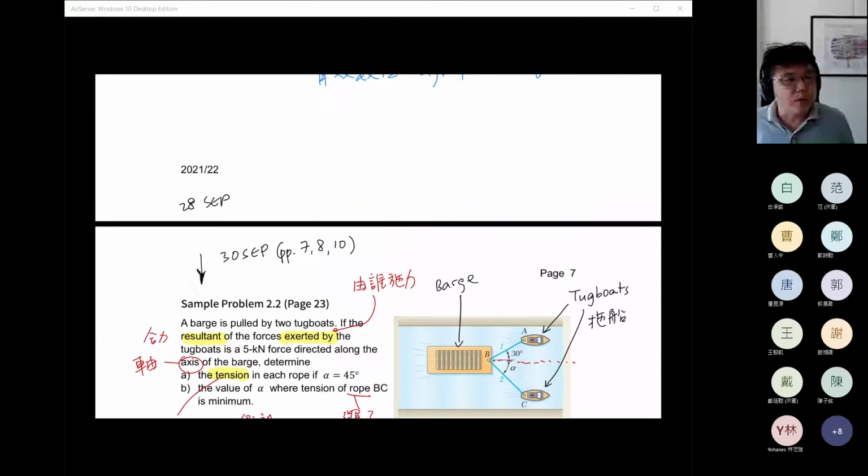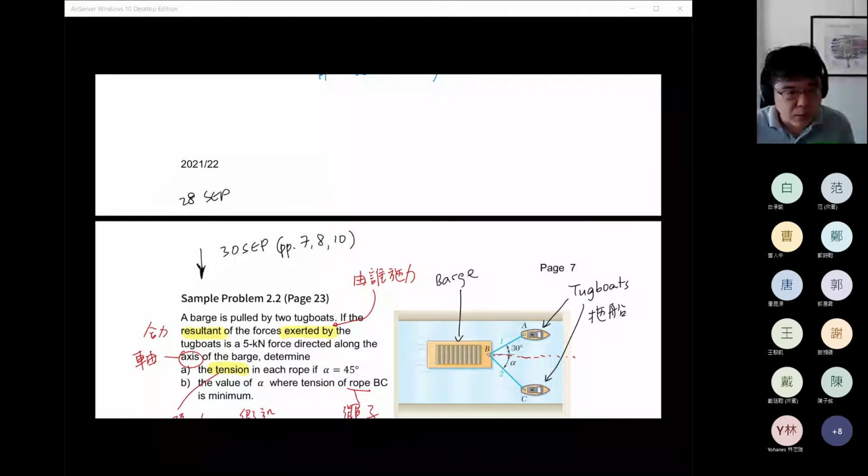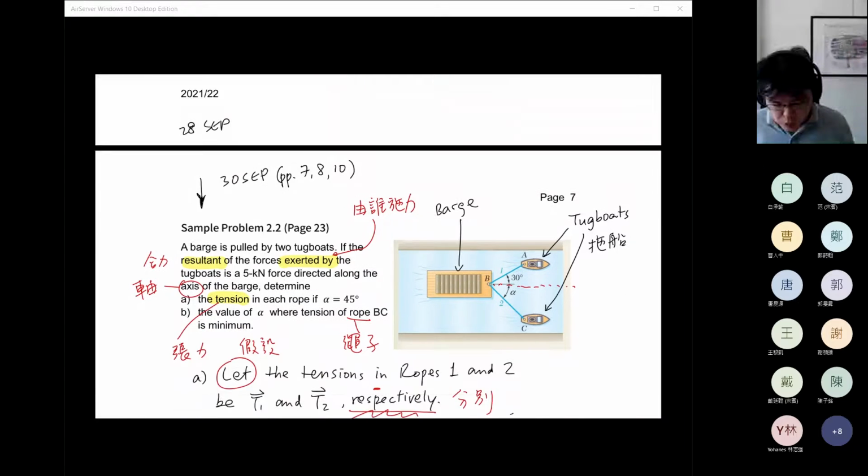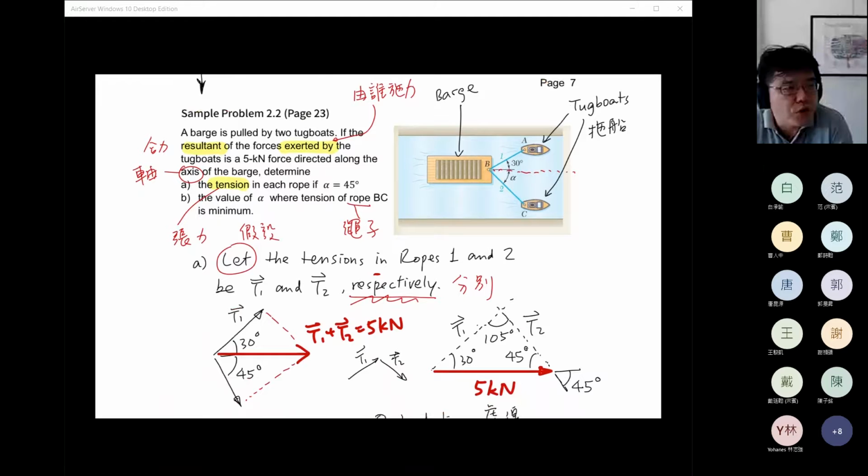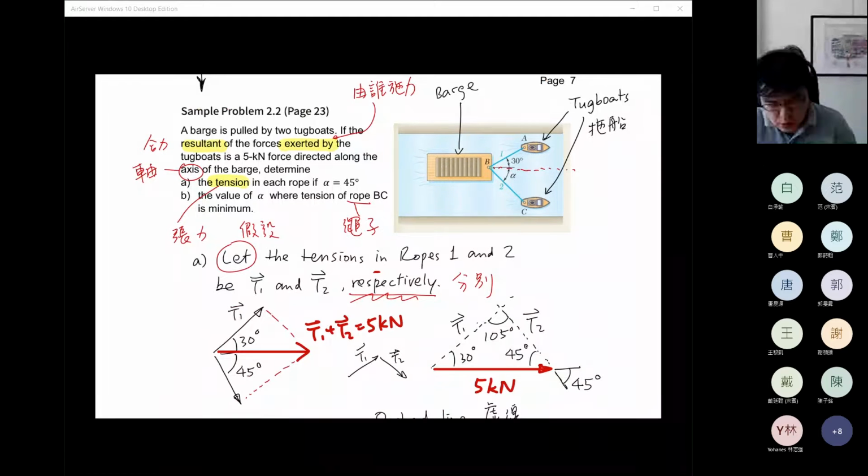So good afternoon, and let me admit our classmates in. Last week we covered sample problem 2.1 and 2.2.